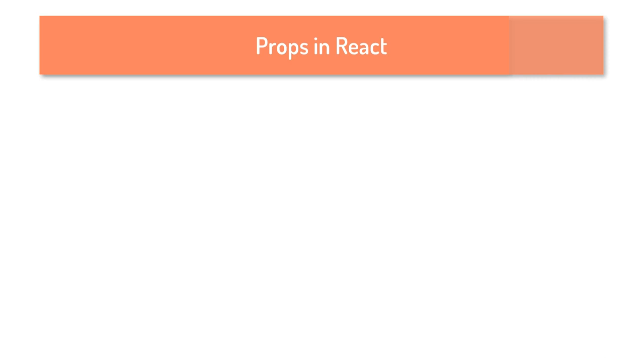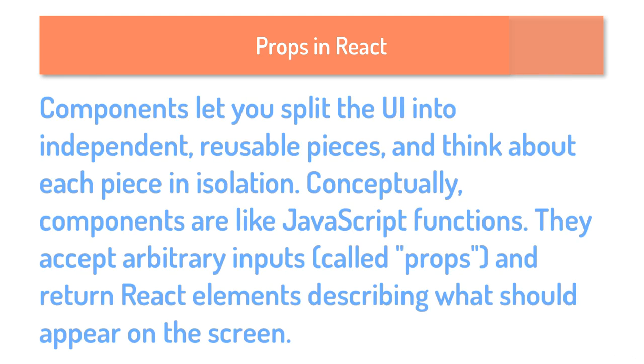Alright, in this lesson, we're going to look at props in React. Let's return to the React docs to see how components that we have just covered relate to props. Components lets you split the UI, user interface, into independent, reusable pieces, and think about each piece in isolation. Conceptually, components are like JavaScript functions. They accept arbitrary inputs, called props, and return React elements describing what should appear on the screen.